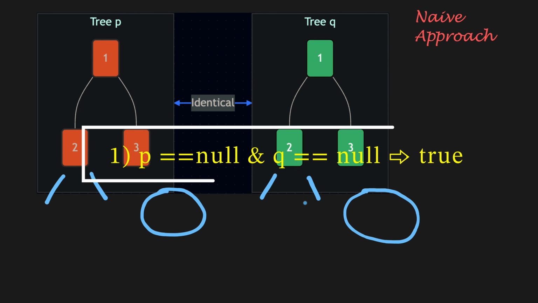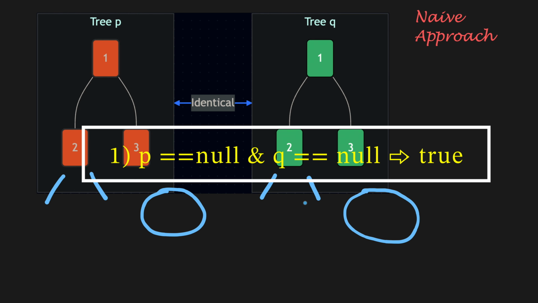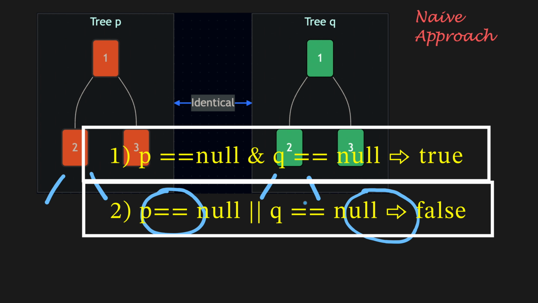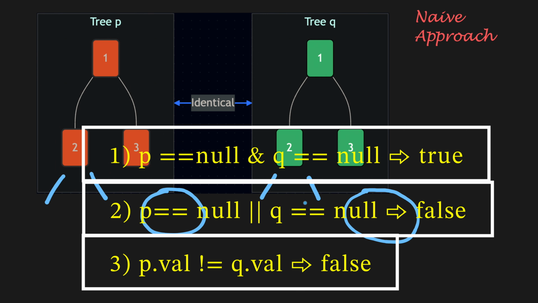If they both are null, we return true. But if one is null but the other is not, or if their values are different, then in this case we return false. But if nodes pass these checks and then their left and right subtrees pass these checks as well, then only the trees are identical.